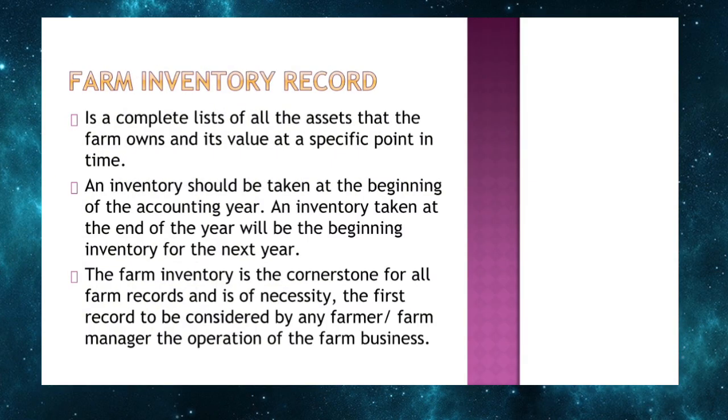In this slide, we focus on the farm inventory record. This is a complete list of all the assets owned by the farm at a specific point in time, along with their value. Taking an inventory at the beginning of the accounting year provides a baseline, while the inventory at the end of the year helps measure changes in asset value. The farm inventory is considered the cornerstone of record-keeping because it forms the basis for financial statements and helps determine the true financial condition of the farm.